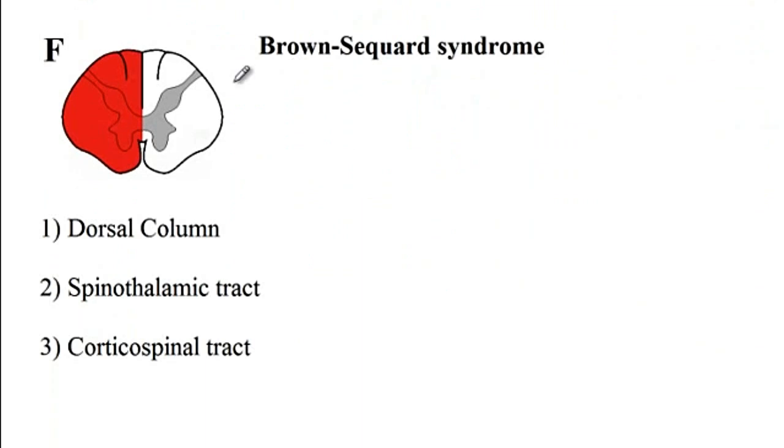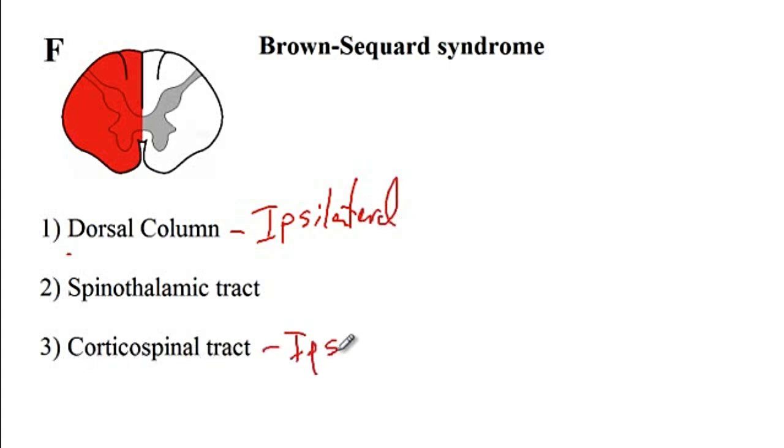Next, we have the Brown-Séquard syndrome, which is from a hemisection of the spinal cord. Since half of the spinal cord is damaged, we will have lesion of the dorsal column, spinothalamic tract, as well as corticospinal tract. All of them have been damaged in this area. Now, you may recall from earlier discussion that lesions of the spinal cord with the dorsal column will present ipsilateral. Likewise, lesion of the corticospinal tract presents ipsilateral.